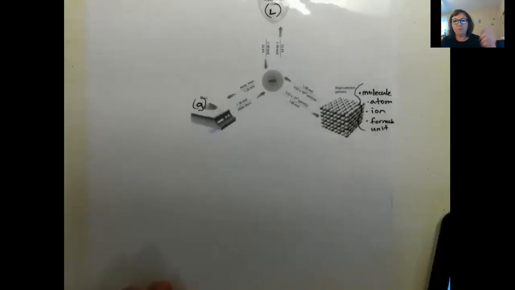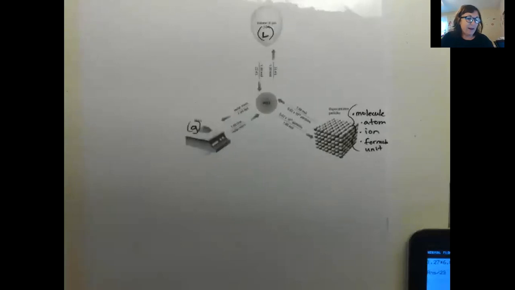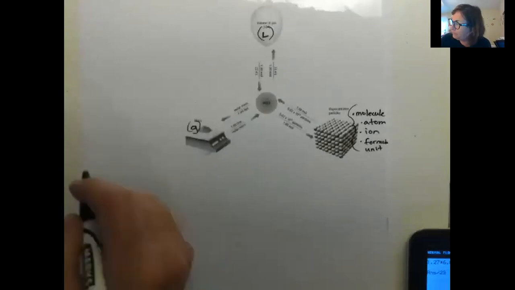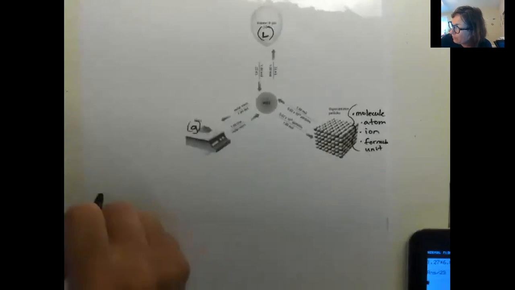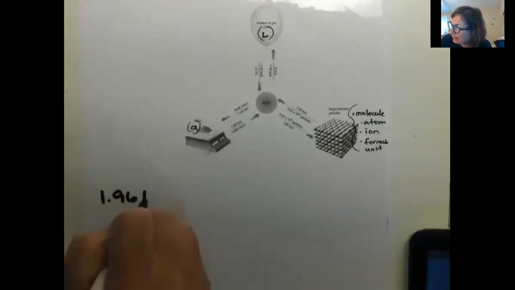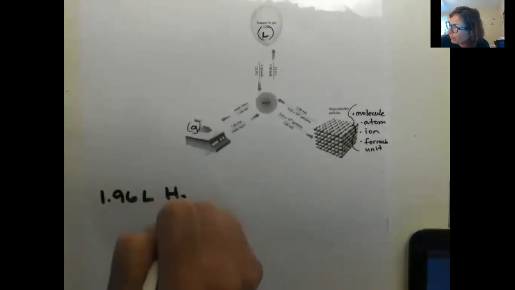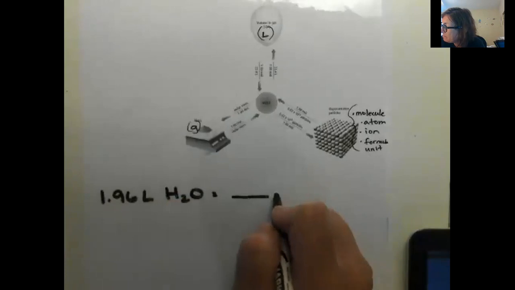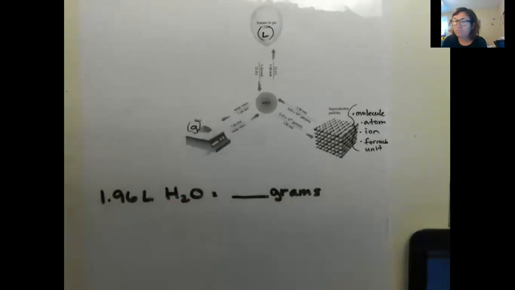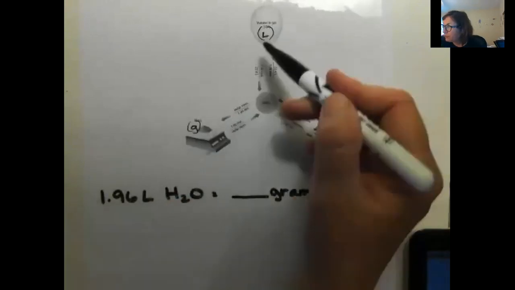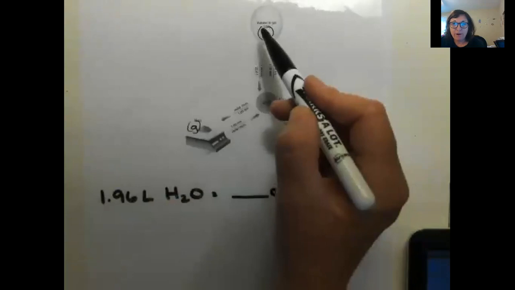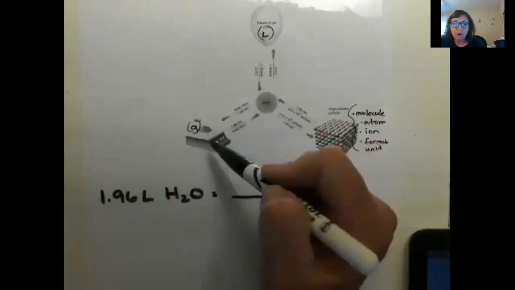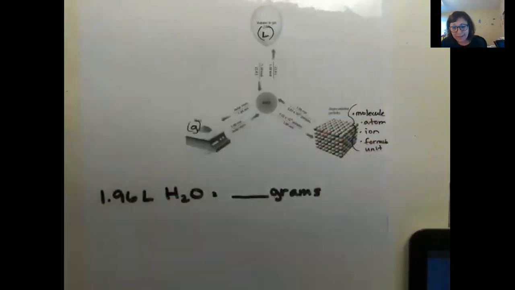Okay, so let's say now I have 1.96 liters of water vapor. It's a gas. And I want to know how many grams that's going to be. Let's go to grams. So now I'm going from liters to grams. I got to go from volume to mole and mole to mass. Multi-step. So let's see what we can do here.